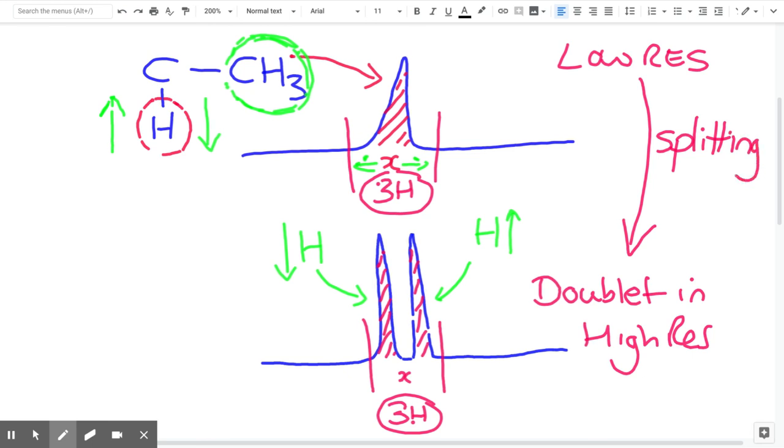You get splitting into, in this situation, a doublet due to the presence of there being a CH next door. And we'll look at the different situations that are possible in turn. It is possible to see doublets, triplets and quartets, but we'll look at those as we go.